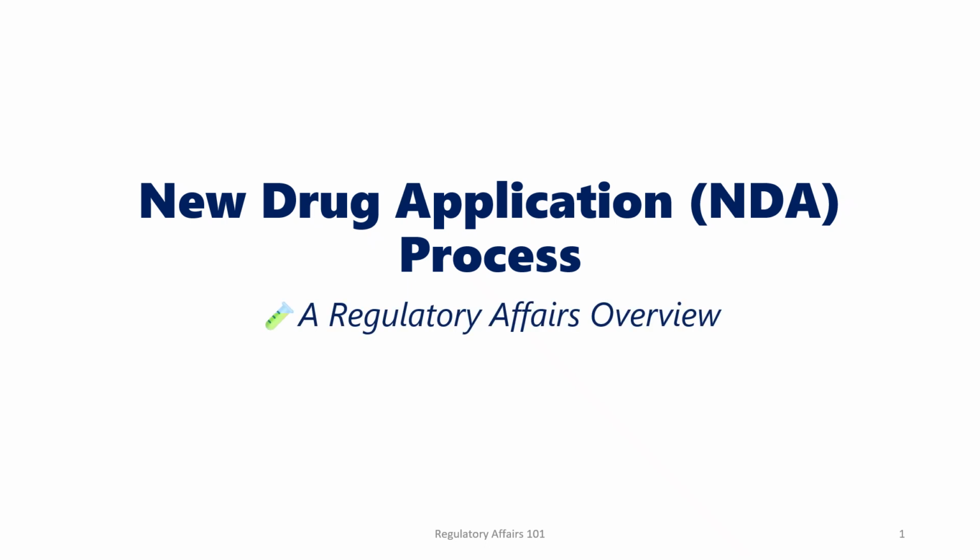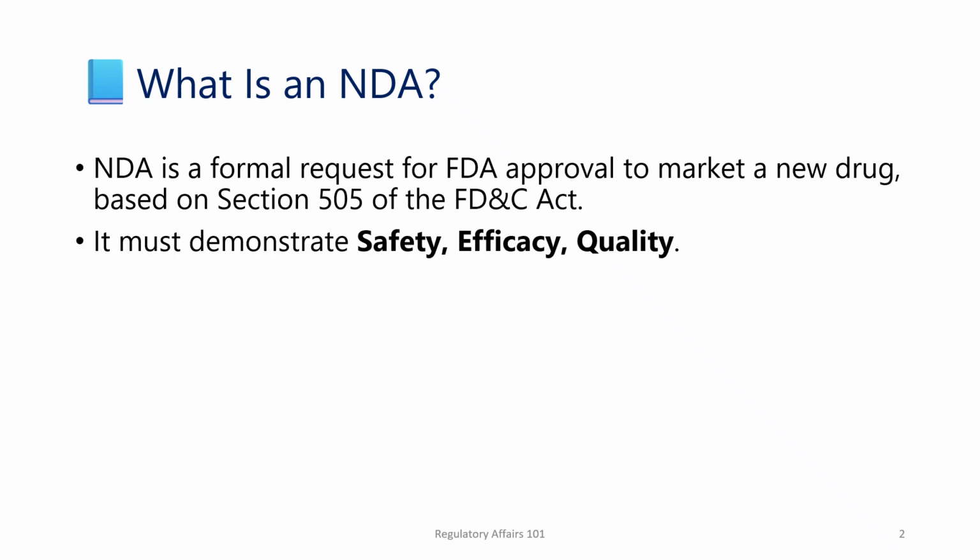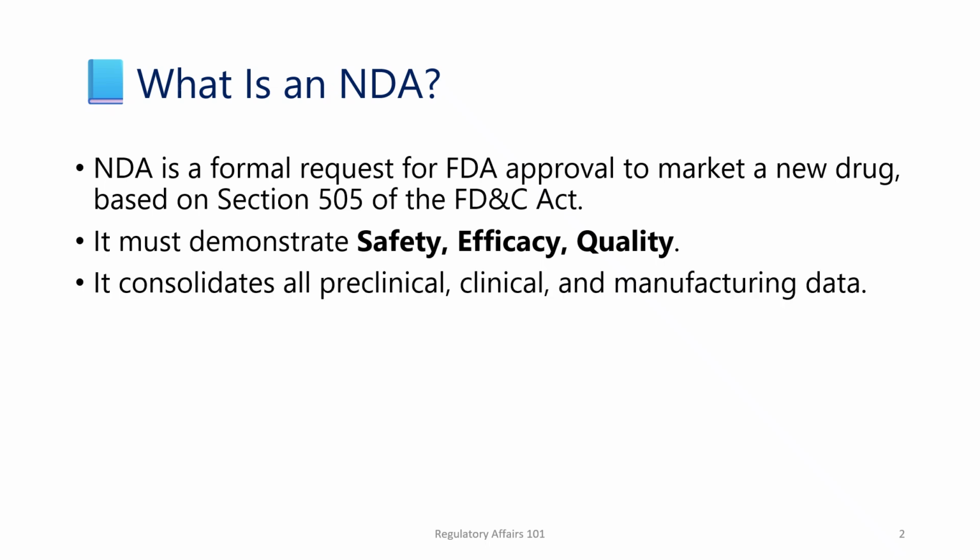Let's get started. An NDA is the formal request a company submits to the FDA to market a new drug in the United States. It's authorized under Section 505 of the FD&C Act. To earn approval, the sponsor must demonstrate safety, efficacy, and quality. The NDA pulls together all development data, preclinical studies, clinical trials, and detailed manufacturing information. Think of it as the complete scientific and regulatory story of the drug.